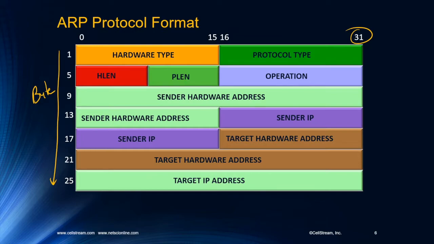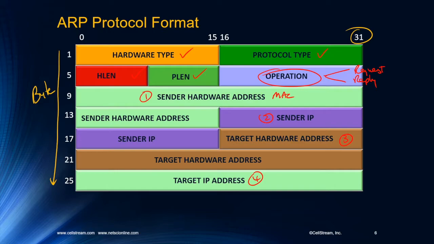All right, so what we see here is a hardware type field, a protocol type field, then a couple of length fields, followed by an operation. And this is where we will see whether it is a request or a reply. Then we see 4 very important fields. We see the sender address. Now this is hardware, so this is the MAC address of the sender. We see the sender's IP address. Then we see the target hardware address and the target IP address.